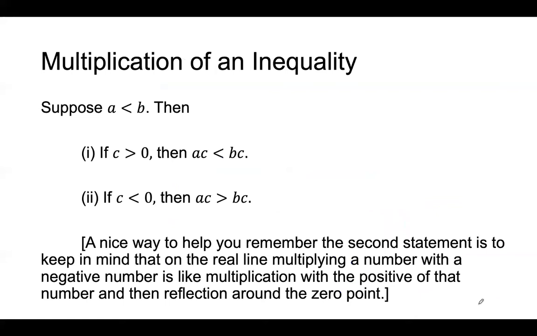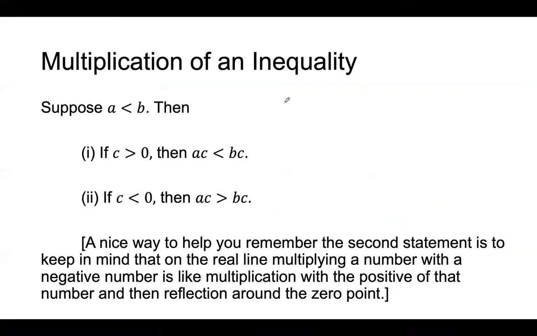So multiplication of an inequality. Now suppose A is less than B, then if you take a number C, a real number, and it's greater than 0, then we have A times C is less than B times C. So that kind of makes sense.